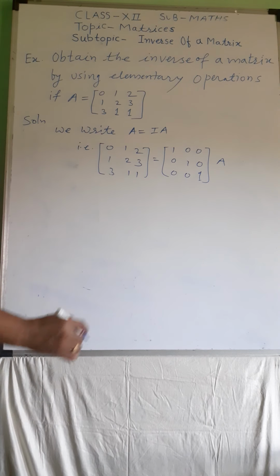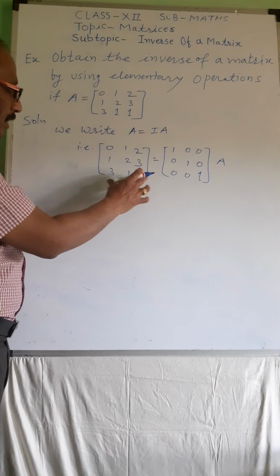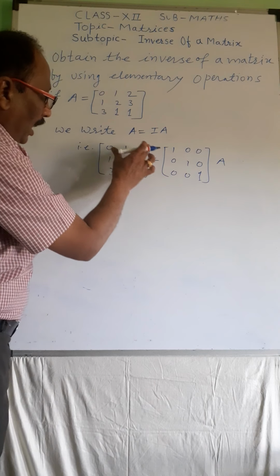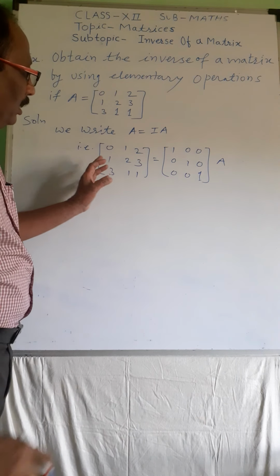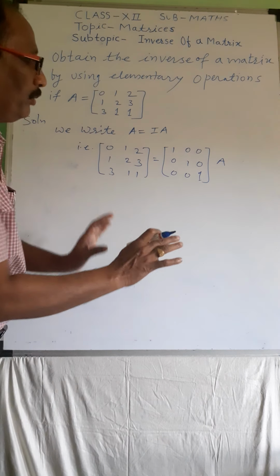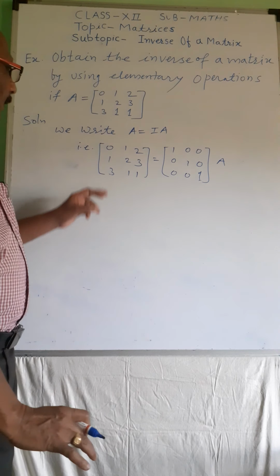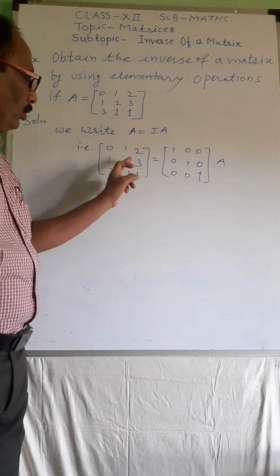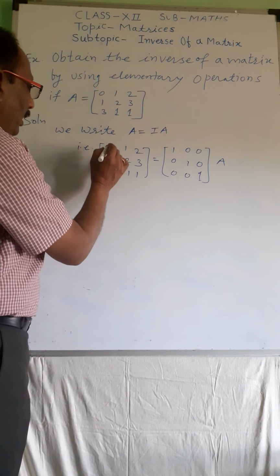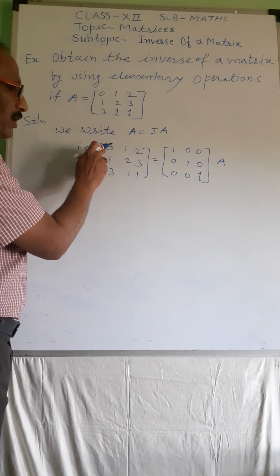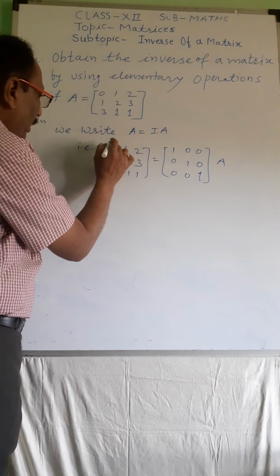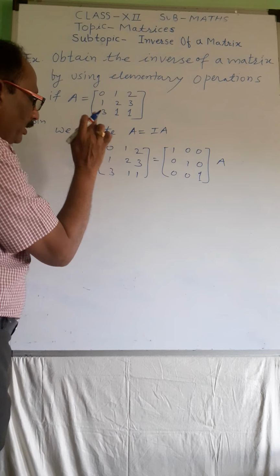What is our target? Our target is, by doing row operations, to replace this matrix by this one, means after doing calculations, when 1, 0, 0, 0, 1, 0, 0, 0, 1 comes here, then our solution will end up as 0, 1, 2, 1, 2, 3, 3, 1, 1. Three rows are given. First of all, 0 is in the first position, A1, 1. We have to take 1 here.